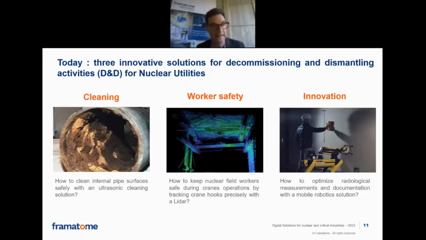The first one will be for cleaning internal pipe surfaces, combining ultrasonic device with the adequate software. And the second solution would be a LiDAR who can track the position of crane hooks to prevent hazardous usage situations and keep field workers safe. And the final example will be presented by Frank Kerfurt, who's a product manager for robotic solutions in Erlangen in Germany. And Frank will present a mobile robotic solution to optimize radiological measurements and documentation.